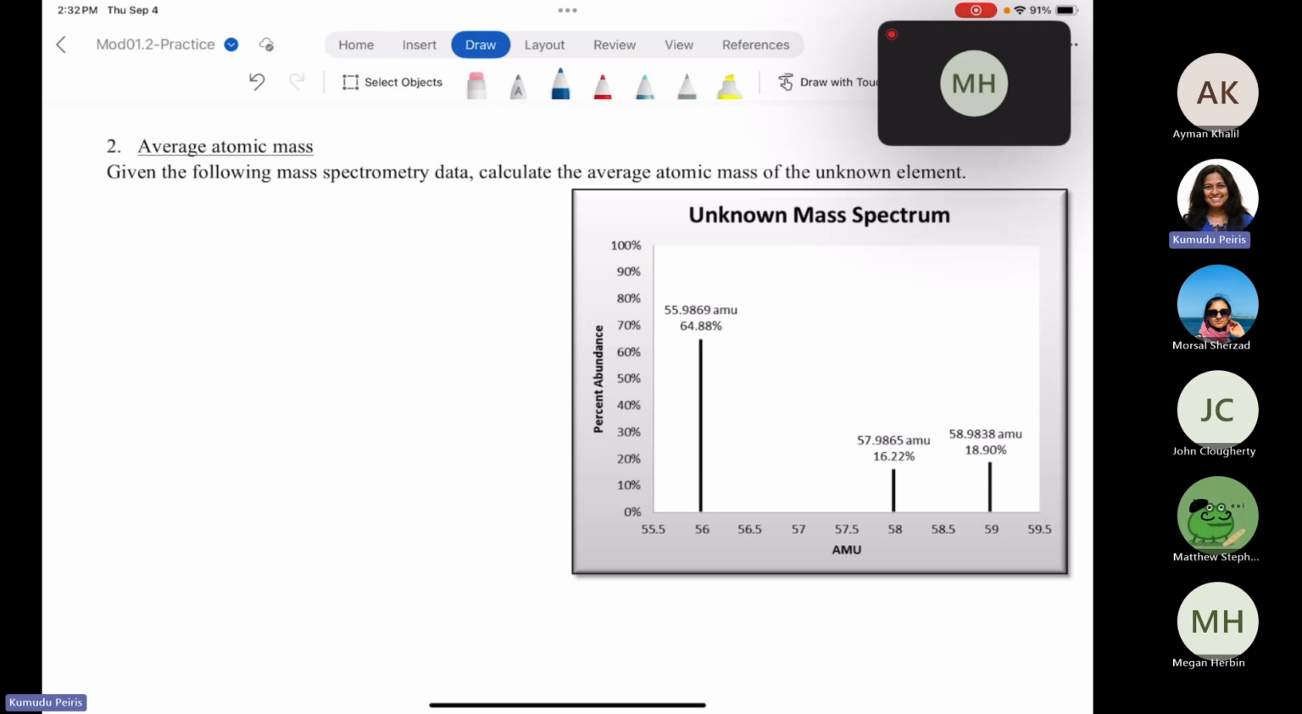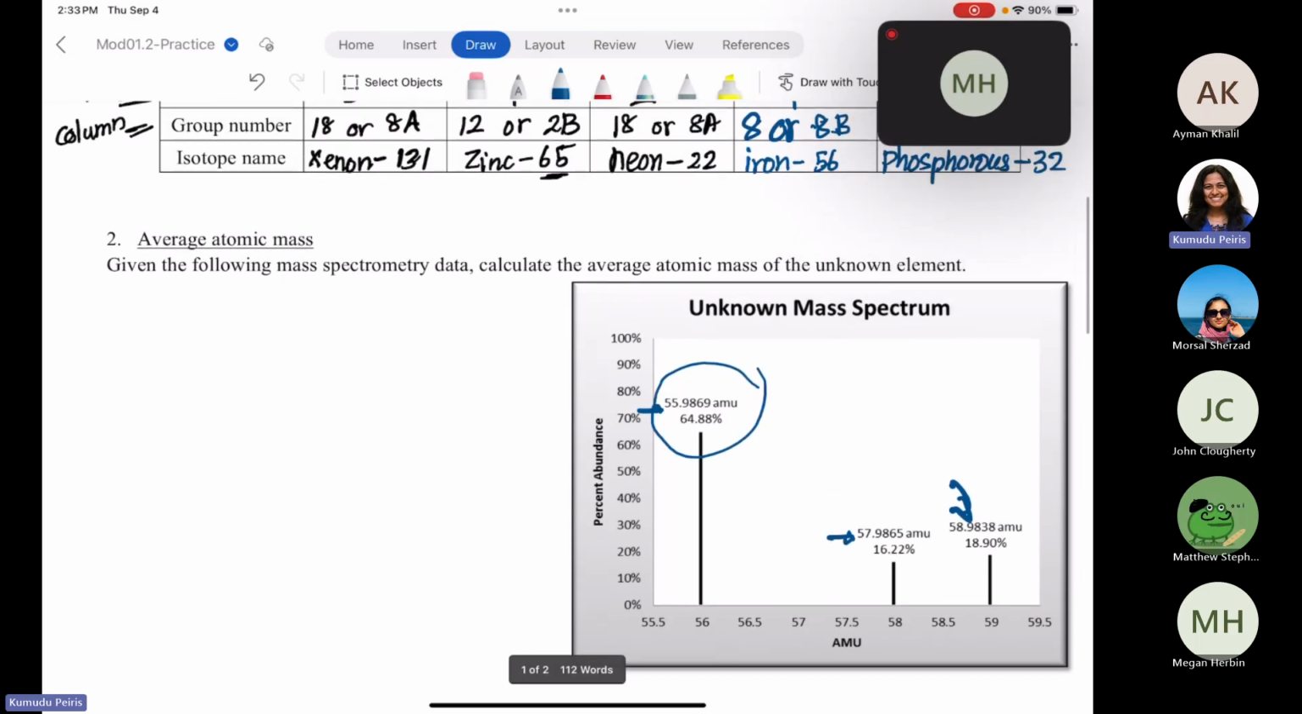Now, the next question. We are calculating the average atomic mass. I think it was discussed in the videos. Okay, right. So here, look at these values. We have 64.88 percent with this mass, 16.22 percent of that mass, and 18.90 percent with this mass. So what is the average? We'll add all these together with their relative abundance.